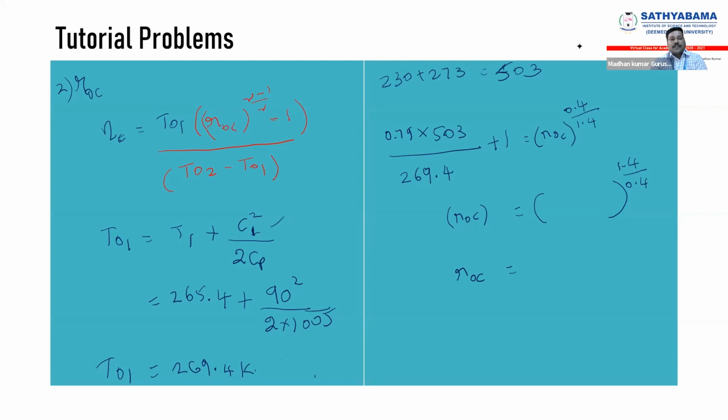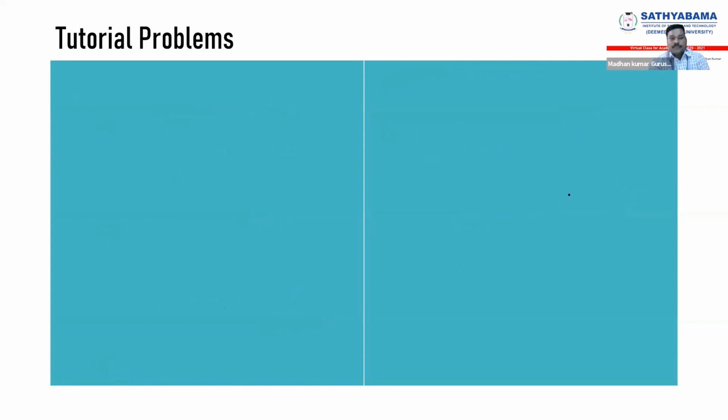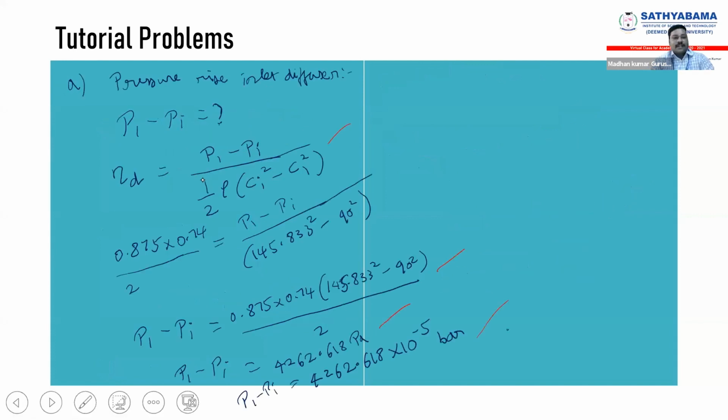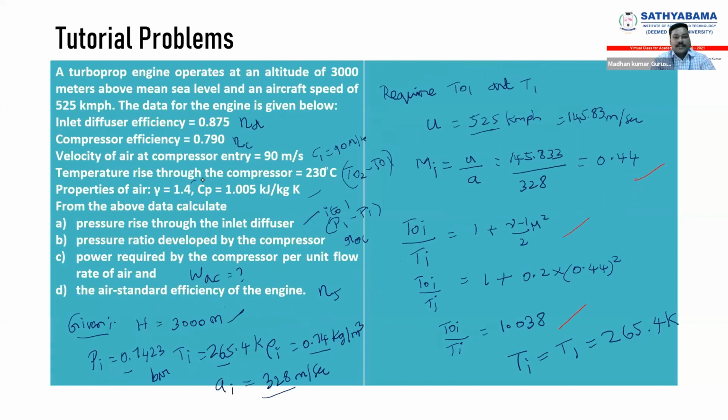It was 19.61. Whether it is R0C or only this value. This value is 19.61. So R0C value is 19.61. Right? Huge compressor ratio. So we are getting the compressor pressure ratio in this form. And then we have solved for these facts, right? The pressure ratio developed by the compressor, that is B, has been finished, right? Now you are going for part 3.